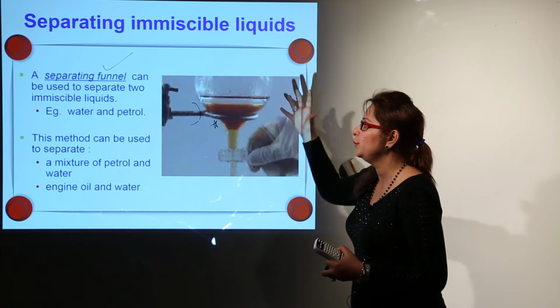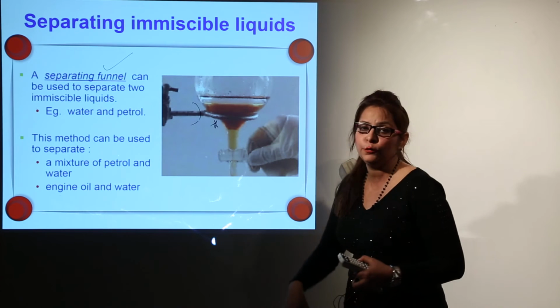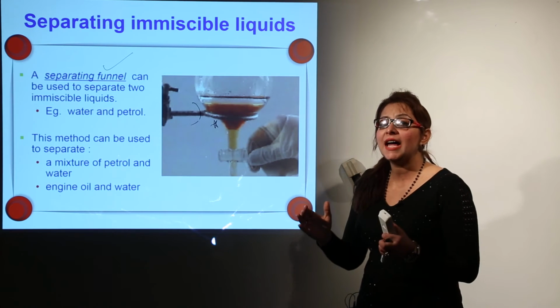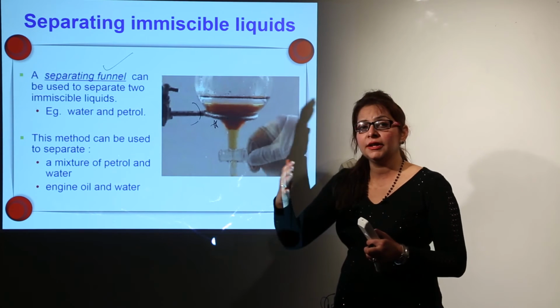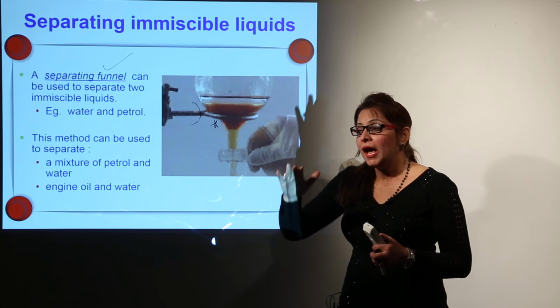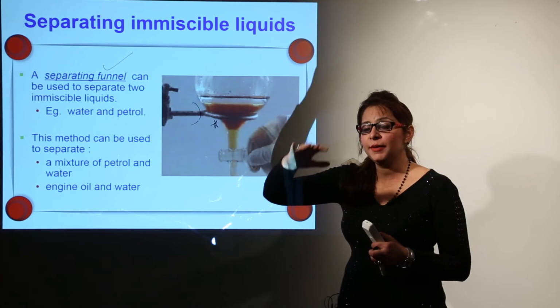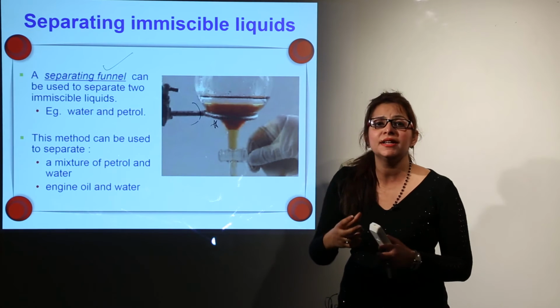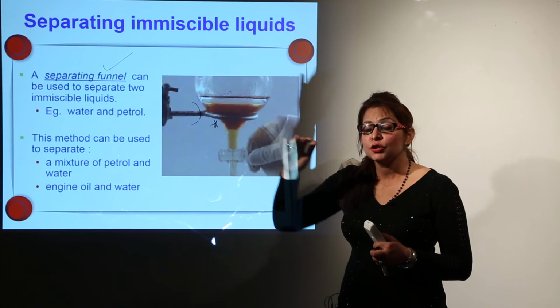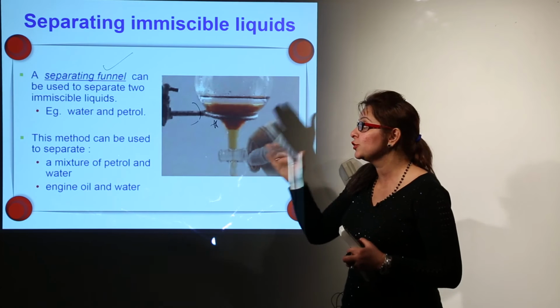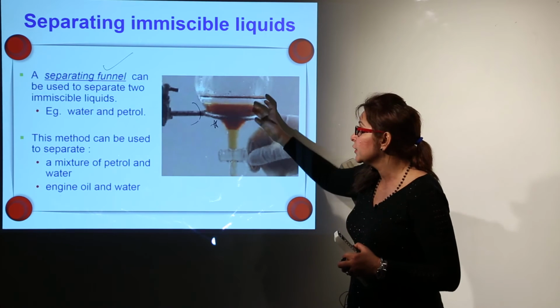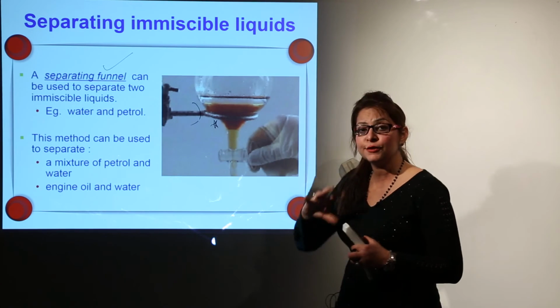We just add the mixture of those two liquids into the separating funnel, and they are allowed to stand. What happens? The heavier liquid forms the lower layer, and the lighter liquid remains on the upper layer. So that means we get two layers. You can see this is water and petrol, so you get to see different layers.